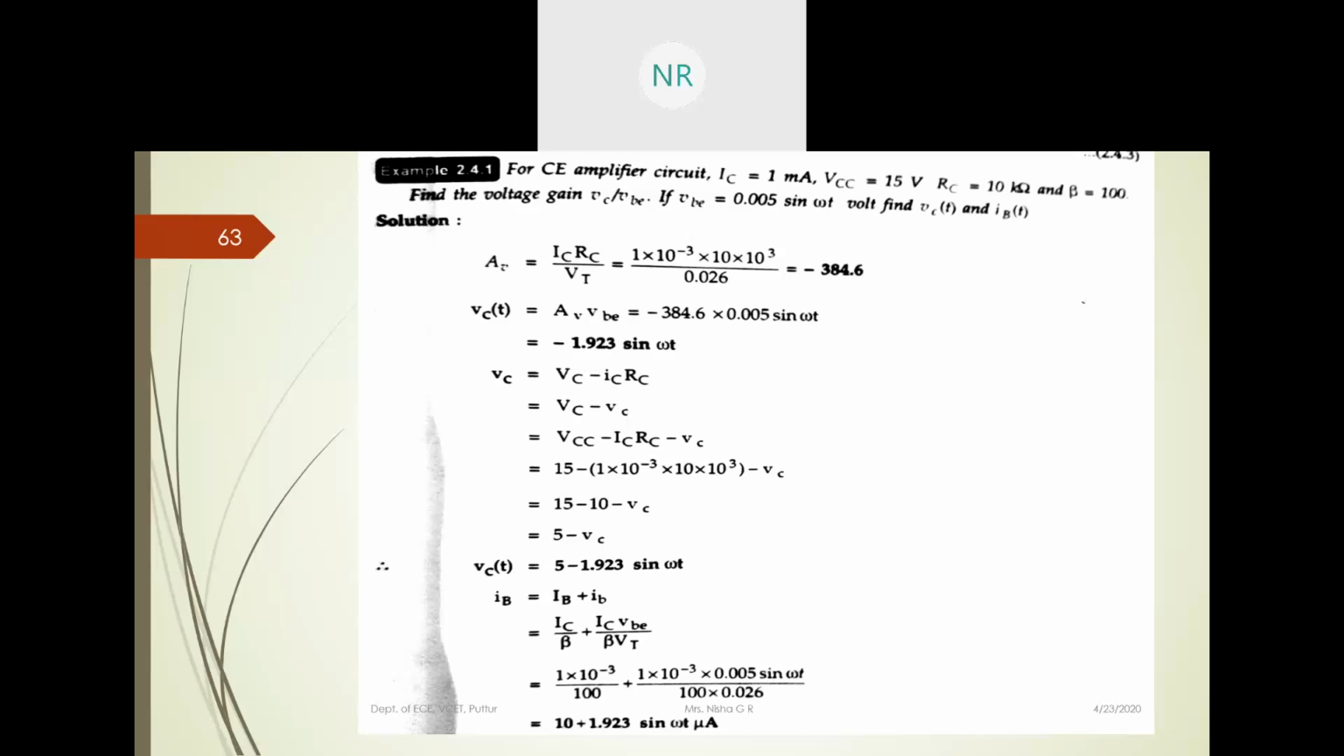So it is DC plus AC. IB we don't know directly, but we know the IC value. So IB is IC by beta plus IC VB by VT into beta. Beta is given, IC we know, VB we know, VT we know. Substitute all this and you'll get it in terms of sine, because VB is given as a sinusoidal voltage input. So VC and IB will all be in terms of sine only. I hope it is understood.